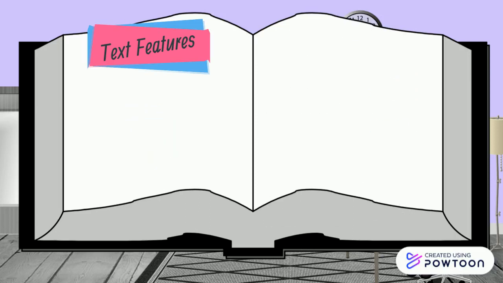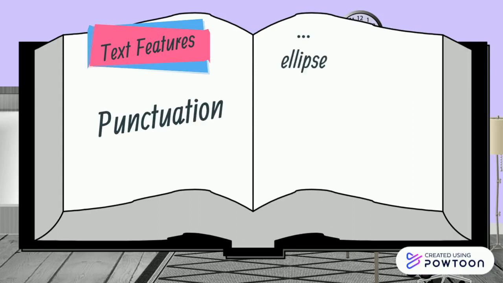In addition to different kinds of type, authors can use punctuation. Punctuation marks such as ellipses, em dashes, and colons can indicate important text will follow.